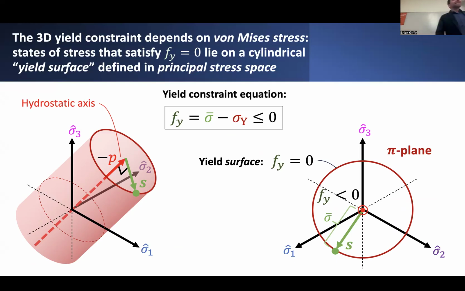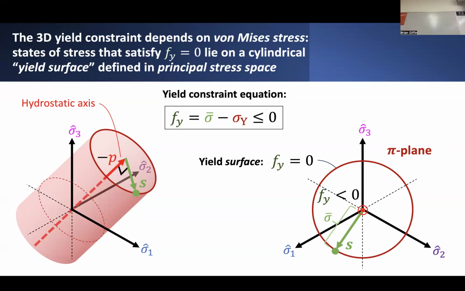Now, the idea is that if the state of stress in the material gives me a von Mises stress that is less than that yield stress, then I assume that the material behaves purely elastically. It doesn't undergo any plastic deformations. You can imagine that states of stress that satisfy this condition look like points that lie within some kind of cylinder defined in principal stress space. And in the pi plane, it just looks like a circle, which is kind of nice.